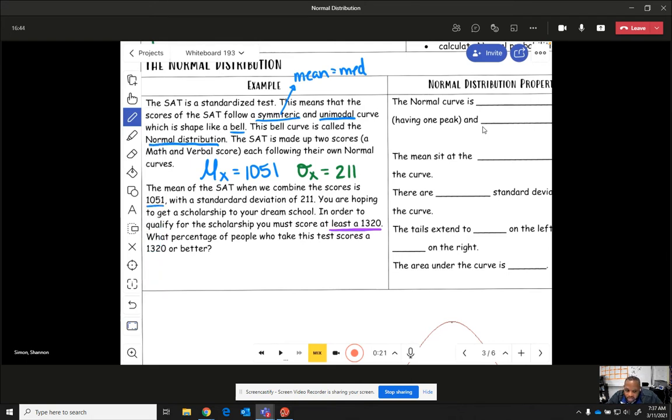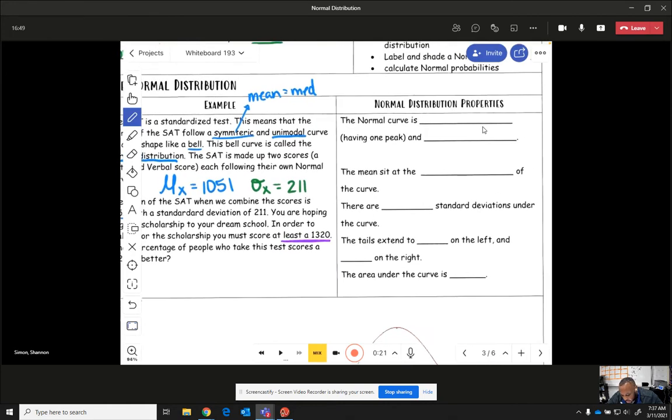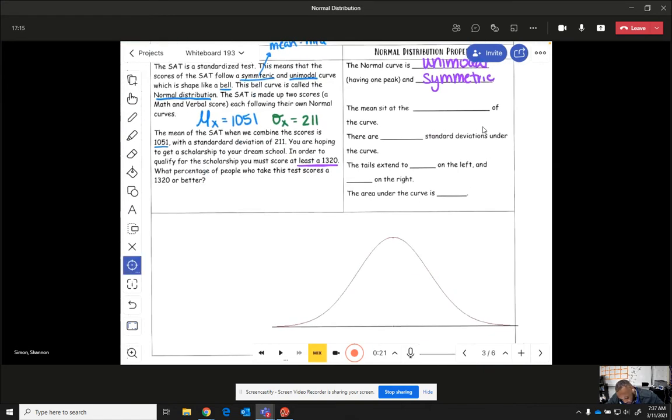Remember, because the shape is unimodal and symmetric, this is a normal curve. Recall that the normal curve is unimodal, which means it has one peak. It's also symmetric, meaning we have a mean equal to a median. Unimodal means one peak, here's your peak. Symmetric means that from that peak, everything falls like this, to that shape.